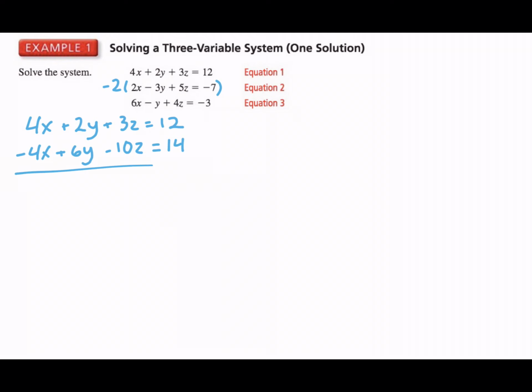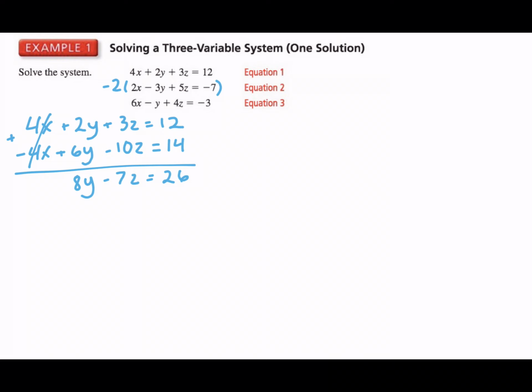Now I'm going to add the 2 equations together, which will cause the x's to eliminate, which is exactly what I wanted. So when I finish adding those equations together, I get 2y plus 6y is 8y, minus 7z equals 26. So I'm going to use that equation later. Right now I'm just going to set that to the side.